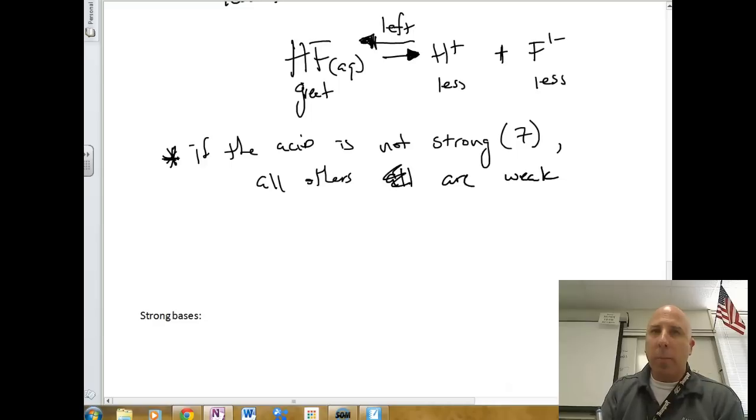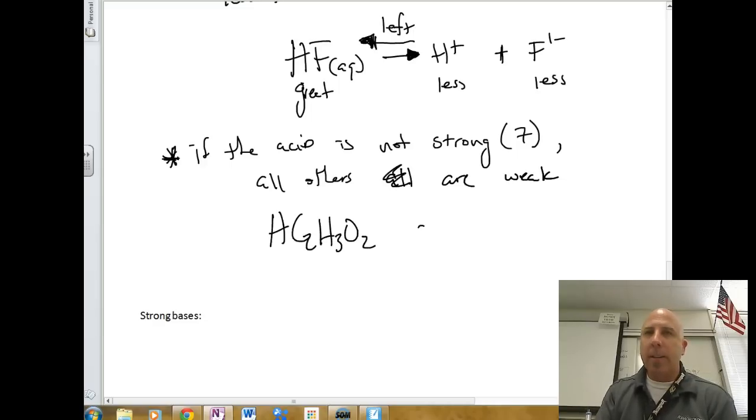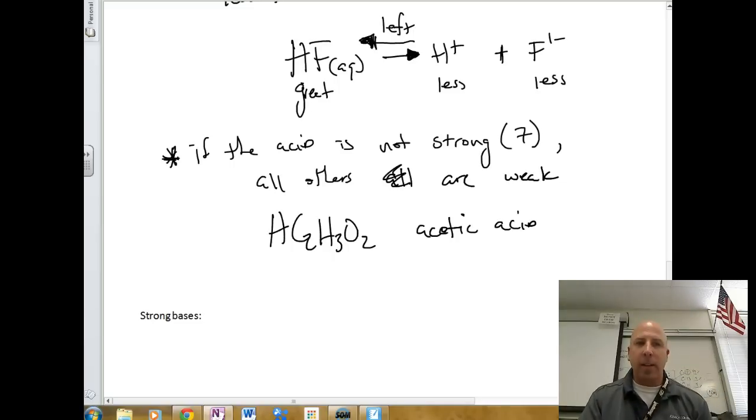A real good example of that is acetic acid, derived from the acetate ion. This is the acid that is present in vinegar, and it's considered a weak acid. You can put it on your salad or something like that and eat it, no problem at all. Weak acid, real low ionization, like 5% ionization or something like that.